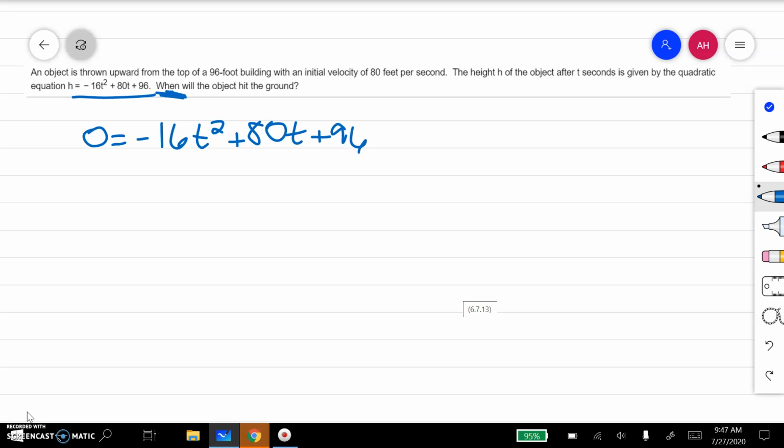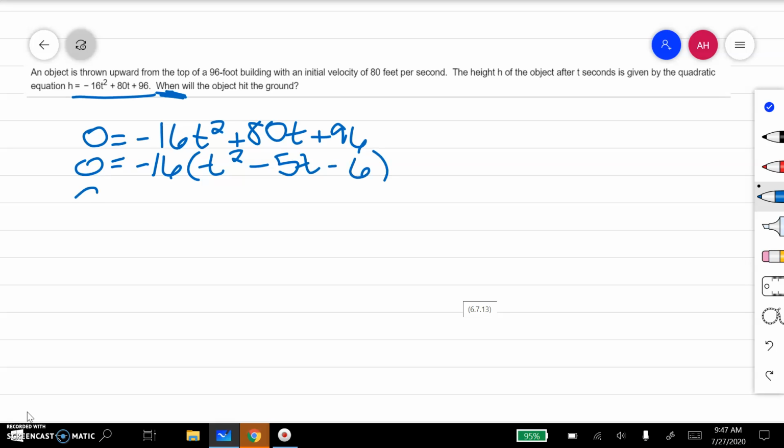Okay. At this point, you have two options. You could use the quadratic formula, or you could try to factor it. I know that this factors, so instead of doing the quadratic formula because that's longer, I'm going to go ahead and just factor this. So the first thing I know is that it has a GCF of negative 16. So I'm going to take that out, and that leaves me with t squared, 80 divided by negative 16 is negative 5t, and positive 96 divided by negative 16 is a negative 6.